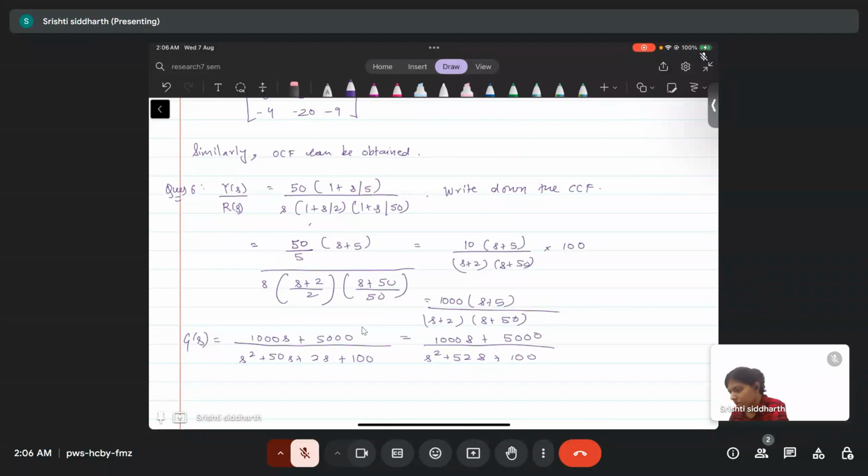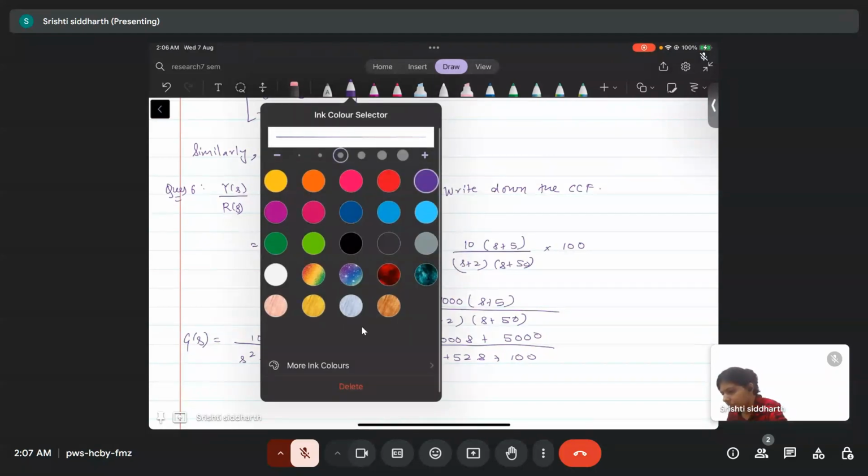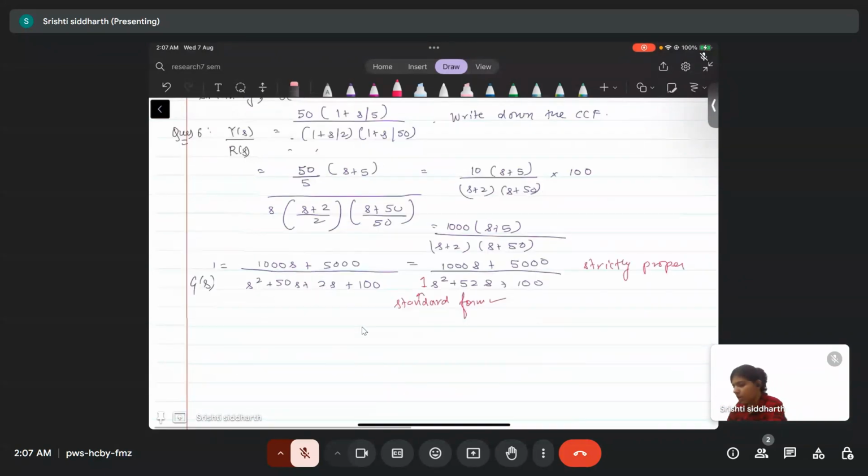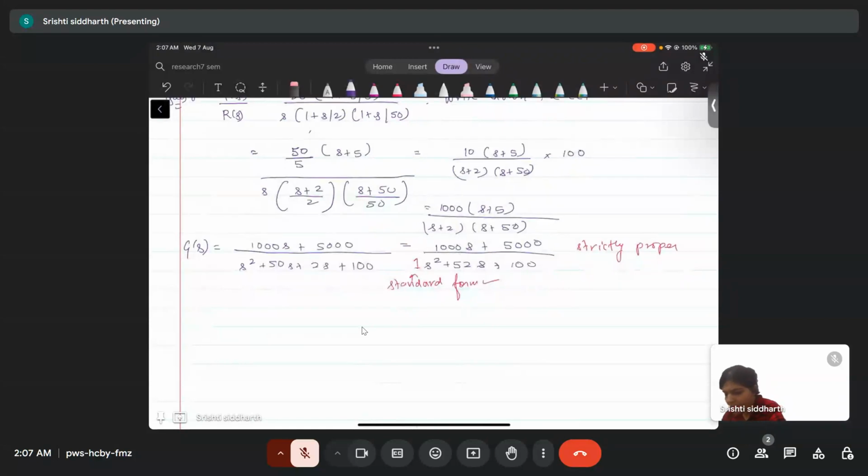Alright, so this is a second order system. Then we have one here, so this is the standard form, and this is strictly proper. So this is going to be just a 2 by 2 matrix, A CCF. This is going to be 0, 1, and then minus 100, minus 52.